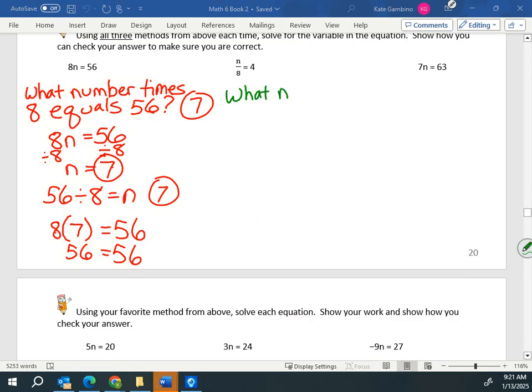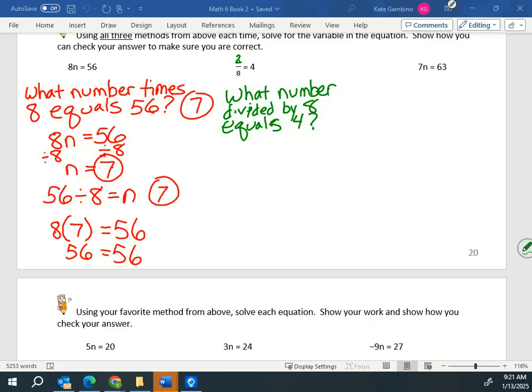What number divided by 8 equals 4? So what number, if I divide it by 8, is going to equal 4? Kylie? So if I put 2 up here, do I say 2 divided by 8 equals 4? 2 divided by 8 is not 4. That would have been 8 divided by 4.